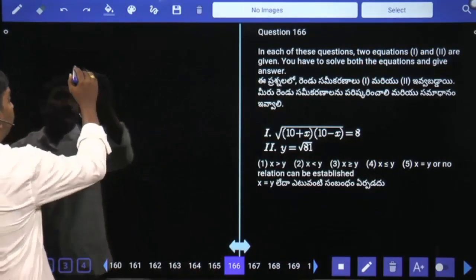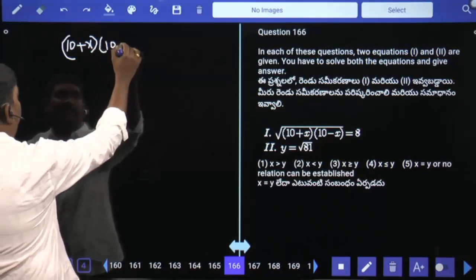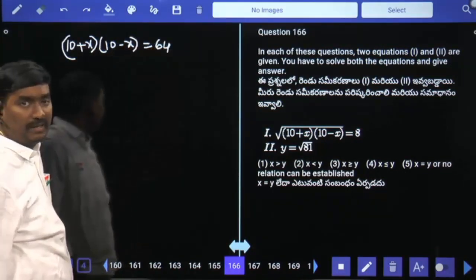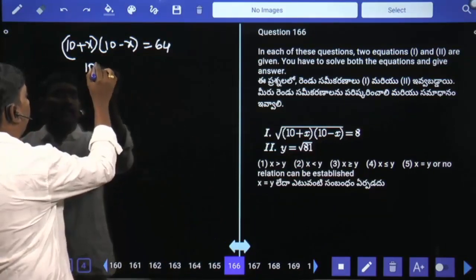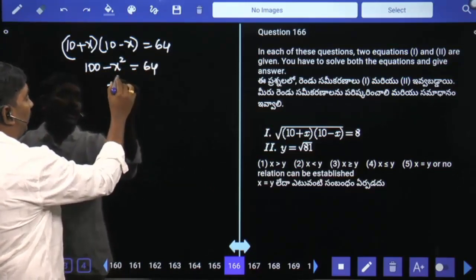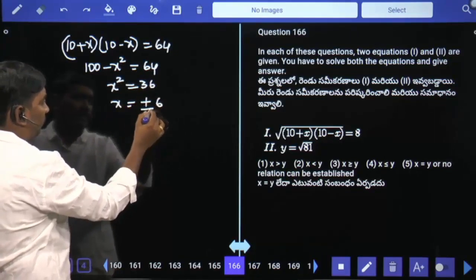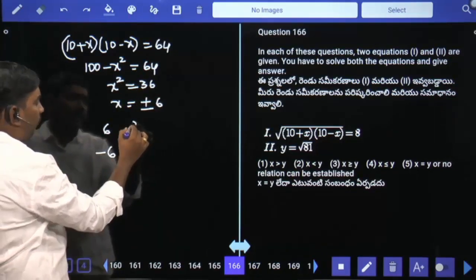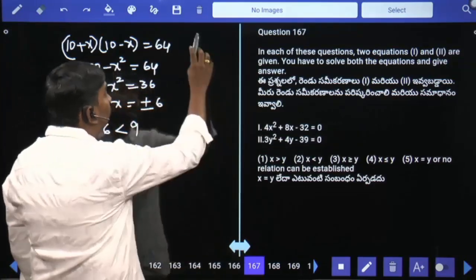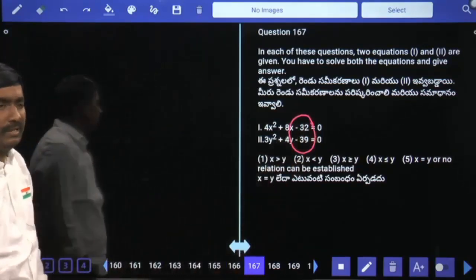Quadratic equations. (10 plus x) into (10 minus x) is equal to 64. (a plus b) into (a minus b) is a square minus b square. So 100 minus x square equal to 64. x square equal to 36. x equal to plus or minus 6. Plus 6, minus 6. y value 9. x less than y is your answer. Product of roots is negative in both of the given equations. Your answer is no relation.